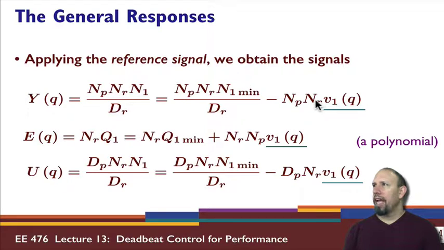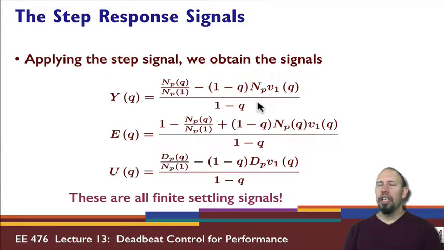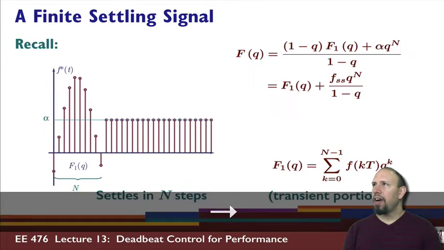notice back over here we had NR and DR. Okay, now that we're going to focus on step inputs, those are known quantities. So in particular, NR is just 1, DR is 1 minus Q, and so these all become finite settling signals. Again, here this looks like it has 1 minus Q in the denominator, but actually the numerator is going to cancel with that. But the important thing is that these are all finite settling signals.